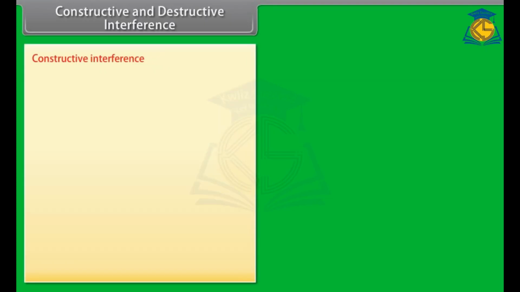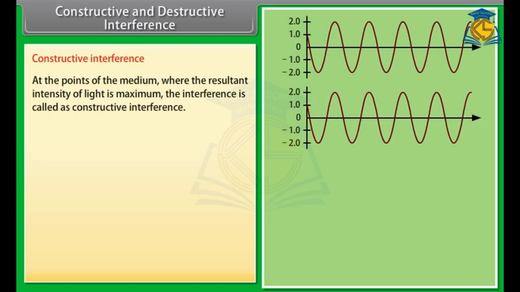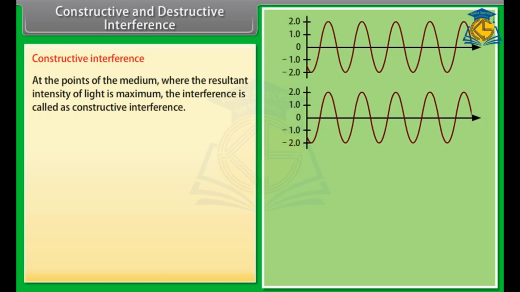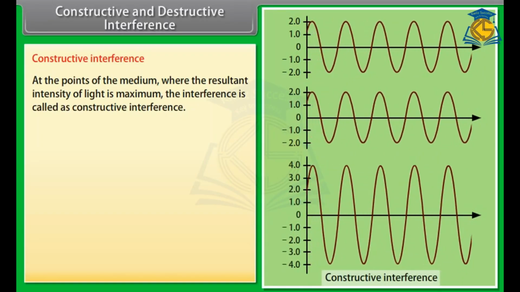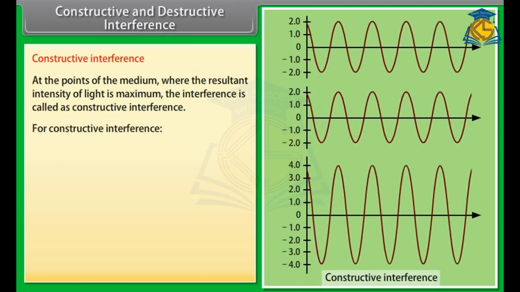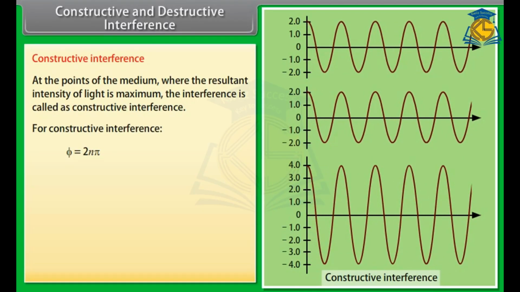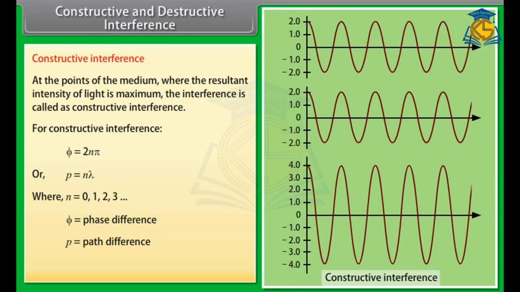Constructive and destructive interference. Constructive interference. At the points of the medium where the resultant intensity of light is maximum, the interference is called constructive interference. For constructive interference, phi is equal to 2n pi or p is equal to n lambda, where n is equal to 0, 1, 2, 3 and so on. Phi is equal to phase difference. P is equal to path difference. Lambda is equal to wavelength of light.